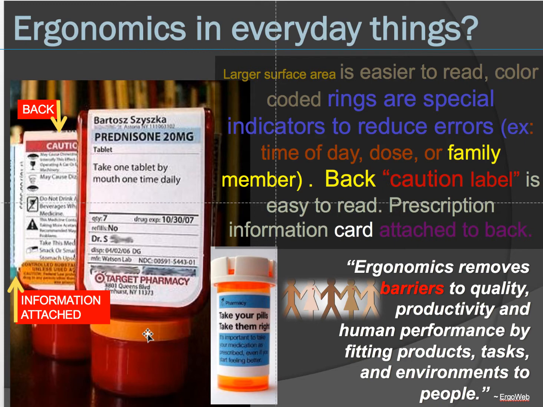So this is another example of where products are fit to the capabilities or the limitations of people. If we understand something about people, we can really make a change to the workplace or other things that we take a look at in our lives. So a definition of ergonomics, there's plenty of them, but one of them is ergonomics removes barriers to quality, productivity, and human performance by fitting tasks, products, and environments to people.